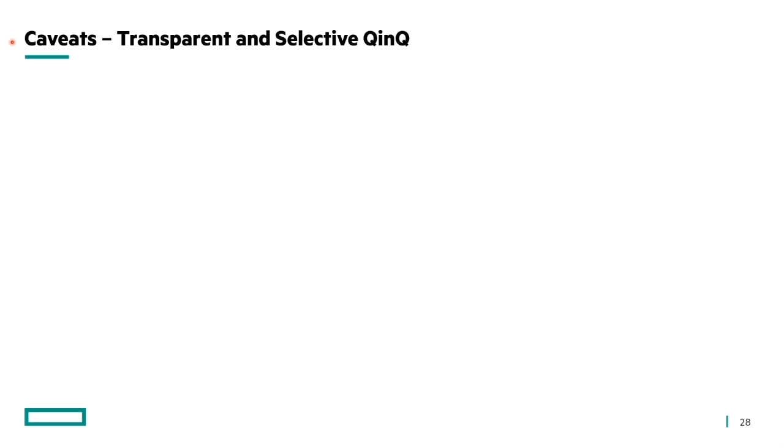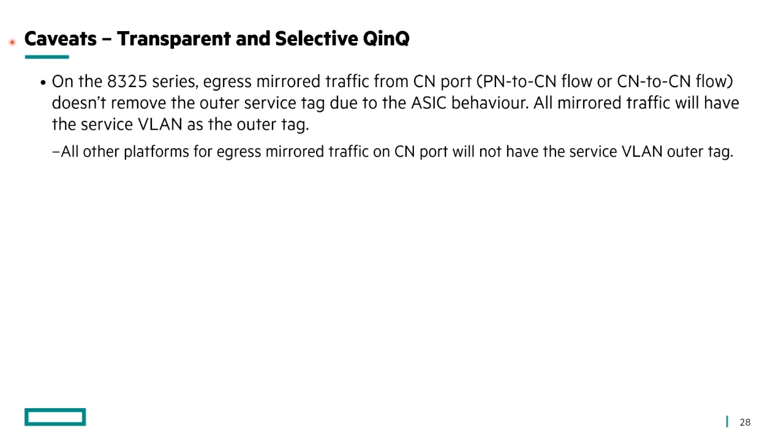So the caveats for transparent and selective QinQ. On the 8325 series, do note the mirror feature behavior. Egress mirrored traffic from a CN port, now this could be from a PN to a CN flow or a CN to a CN port flow, doesn't remove the outer service tag due to the ASIC behavior. So all mirror traffic would have the service VLAN as the outer tag when you're using the mirroring function on the 8325 series on a CN port in this way.